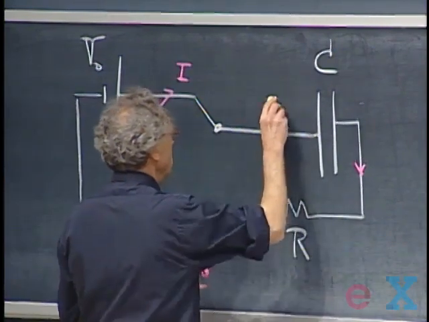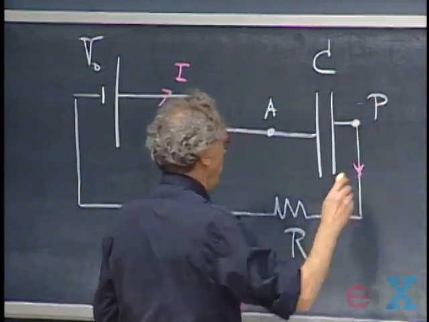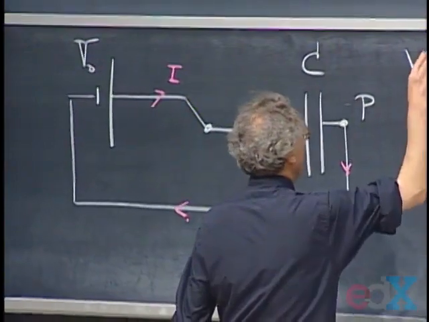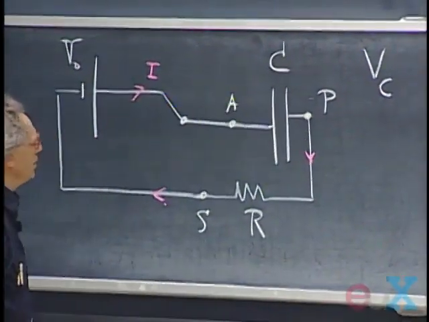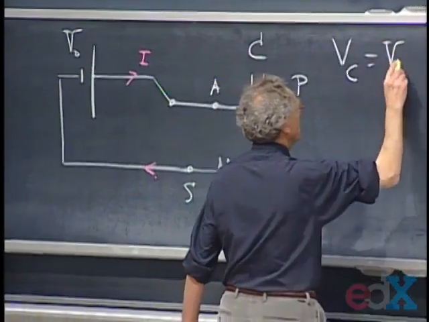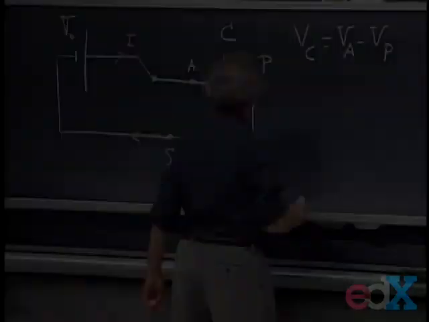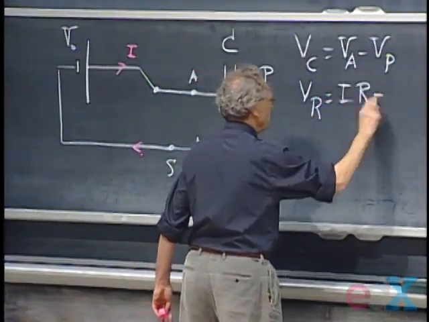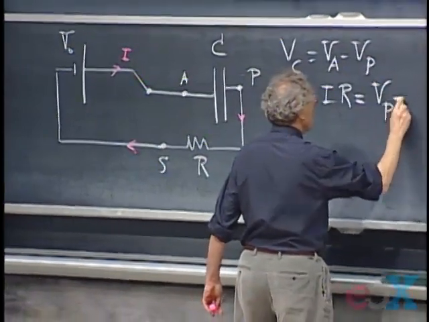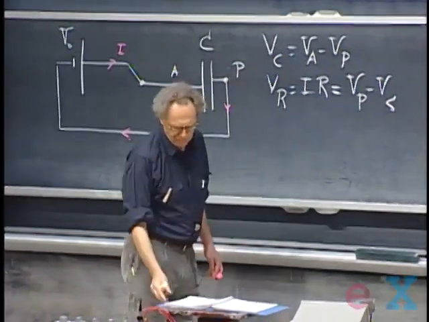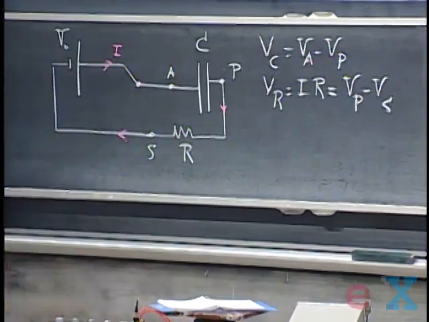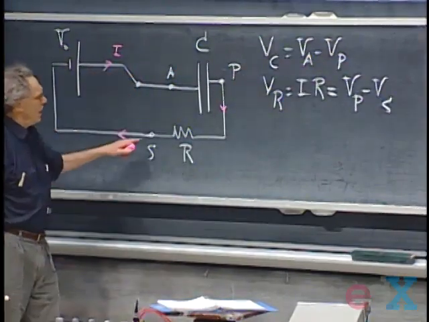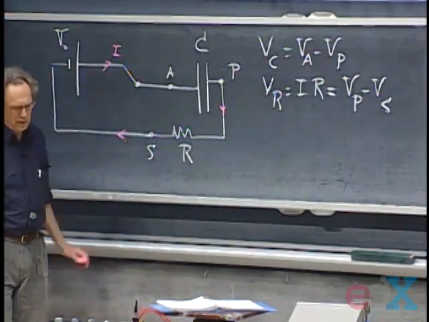If I call this point A here, and this point P, and this point S, to make sure that we are on the same wavelength, I will call the potential over the capacitor VA minus VP. The potential over the resistor is of course always I times R, is then V of P minus V of S. The question now is, what is the potential over the capacitor doing as a function of time, and what is the current doing as a function of time as I charge up this capacitor?